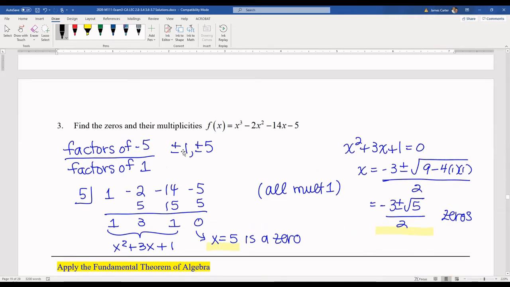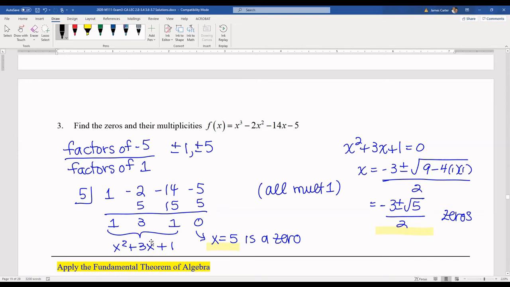Okay, find the zeros and their multiplicities. Here are the possible factors. I'm going to attempt positive 5, a factor of x minus 5, and I get a 0. So x equals 5 is a zero, and x minus 5 is a factor.